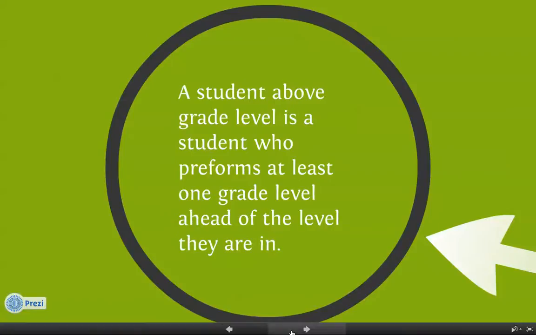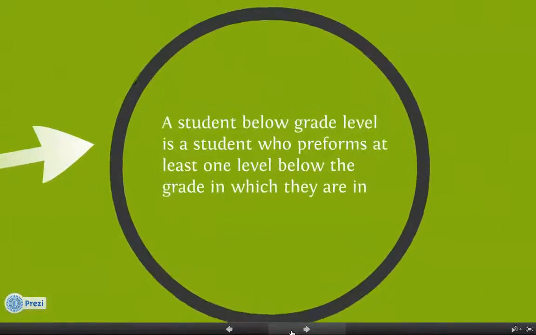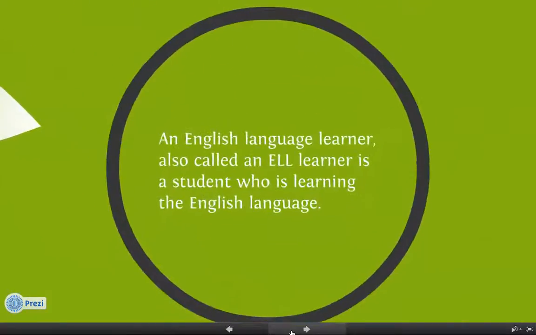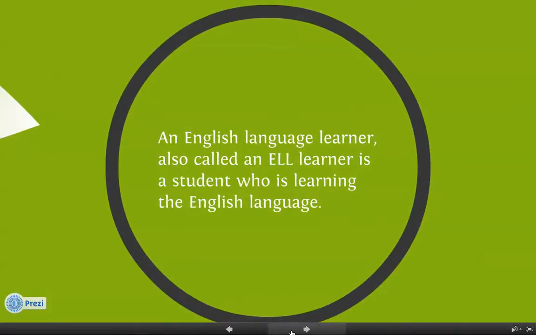A student above grade level is a student who performs at least one grade level ahead of the level that they are in. A student below grade level is a student who performs at least one level below the level in which they are in. An English language learner, also called an ELL, is a student who is learning the English language.